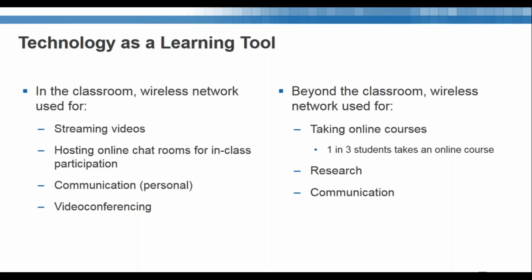If we look outside of the classroom, in common areas, libraries, things like that, students are taking many more online courses than they have in the past. So 1 in 3 students now is taking an online course, even at the K-12 level. They're doing lots of research, right? In the library. All of that is wireless. And then again, communication, both personal, emergency, and professional between staff members or parents.